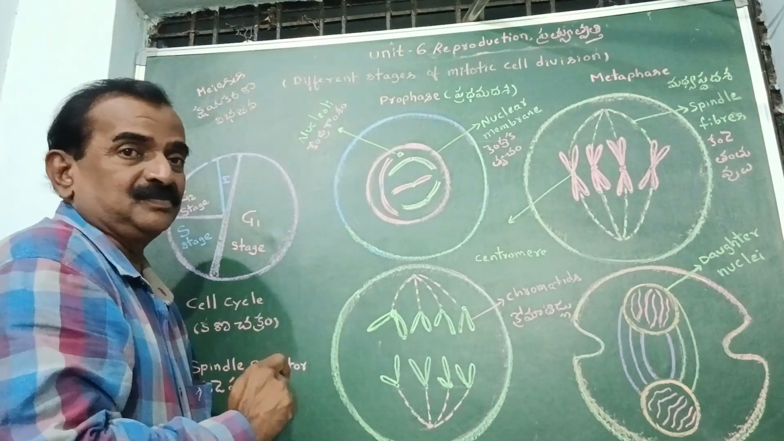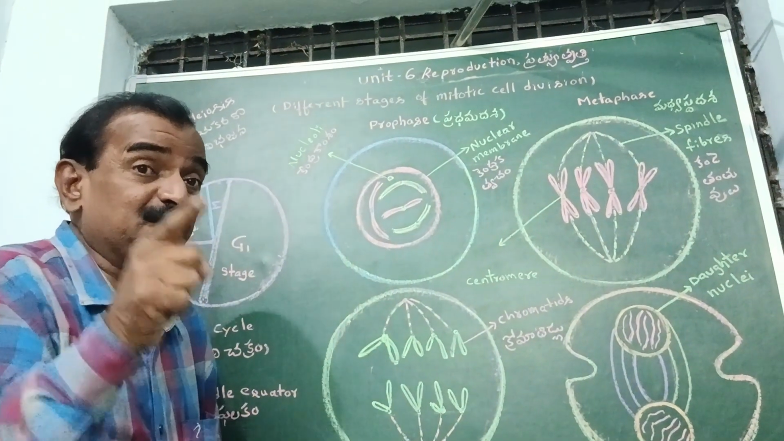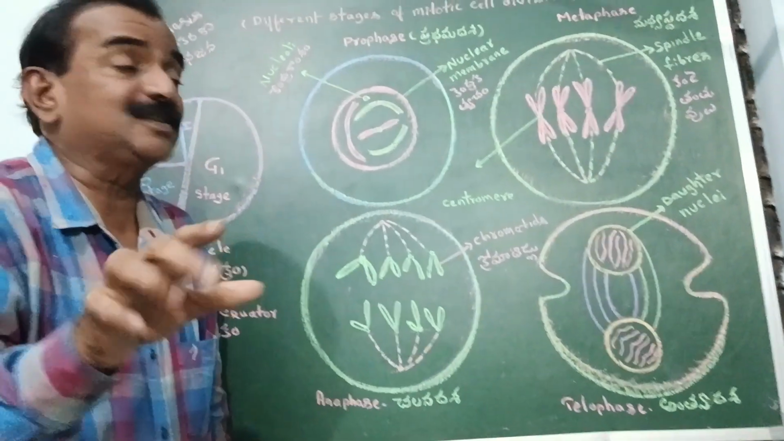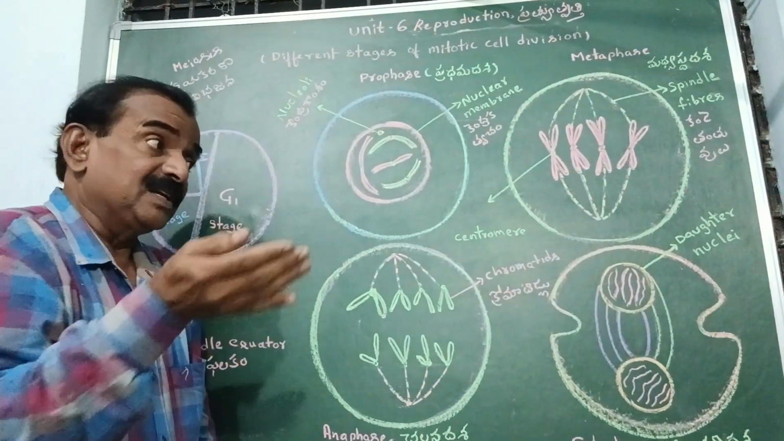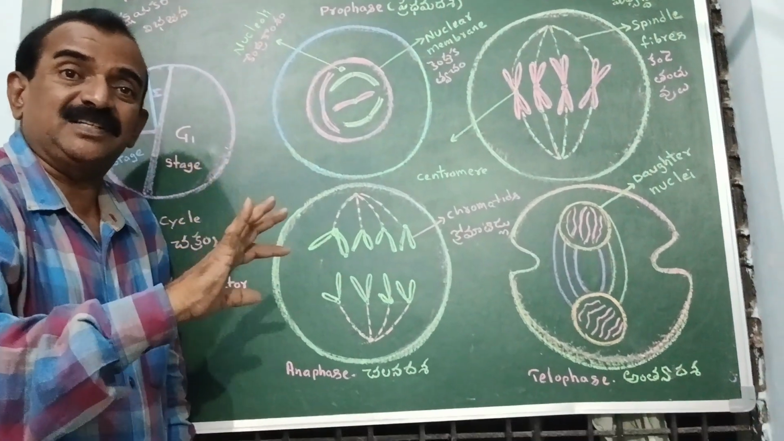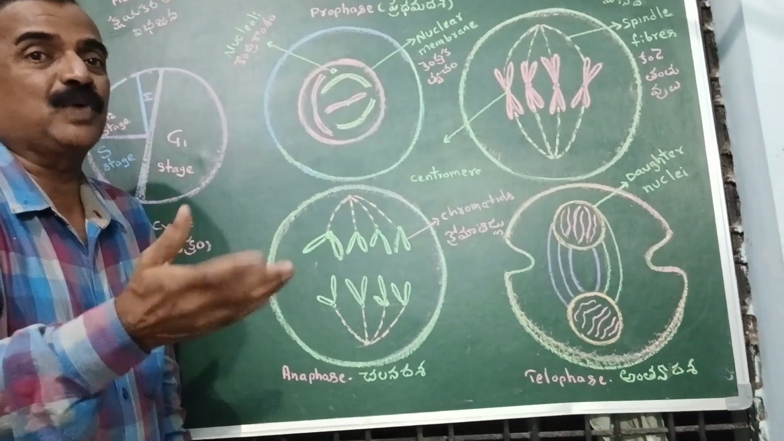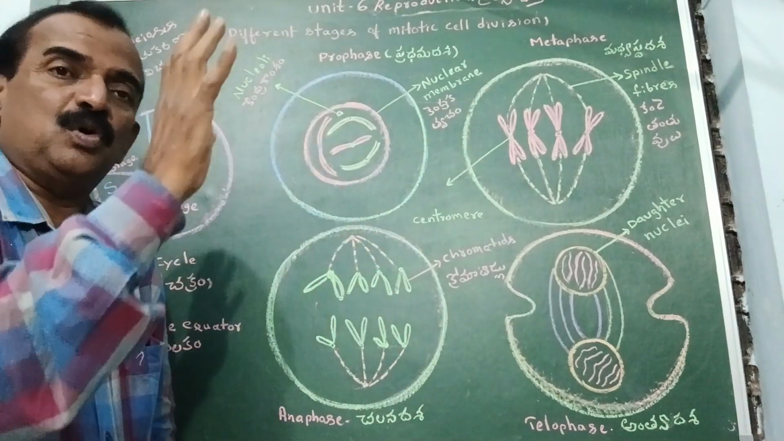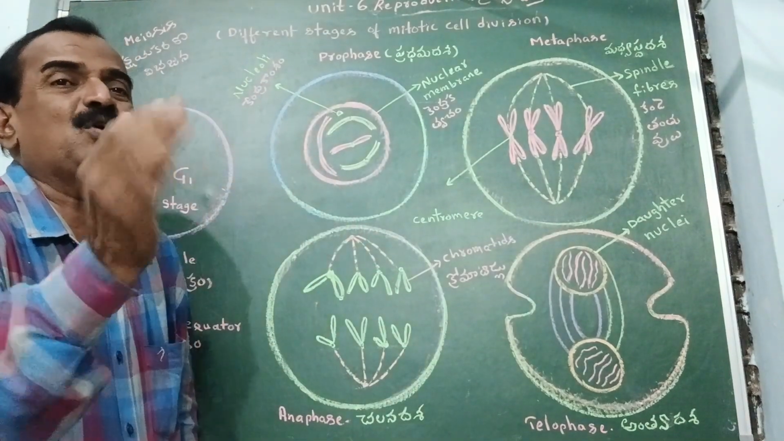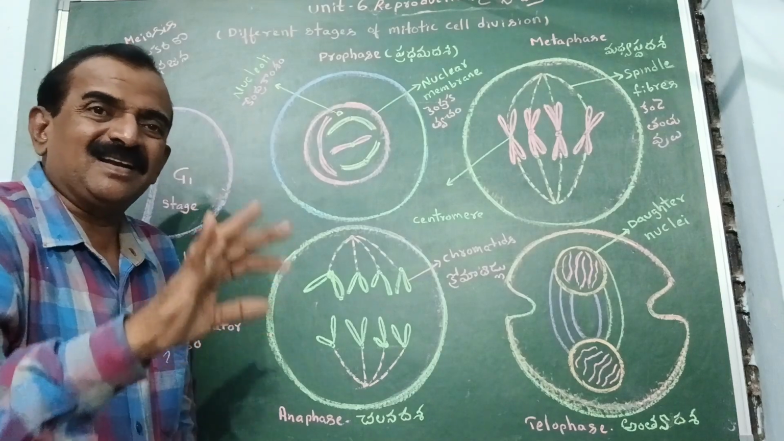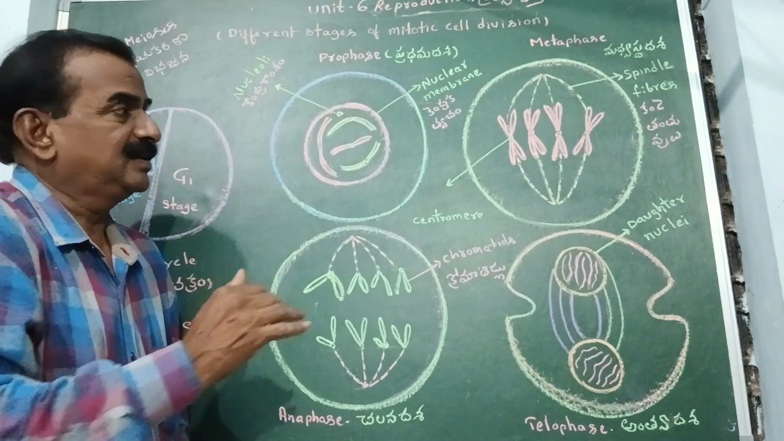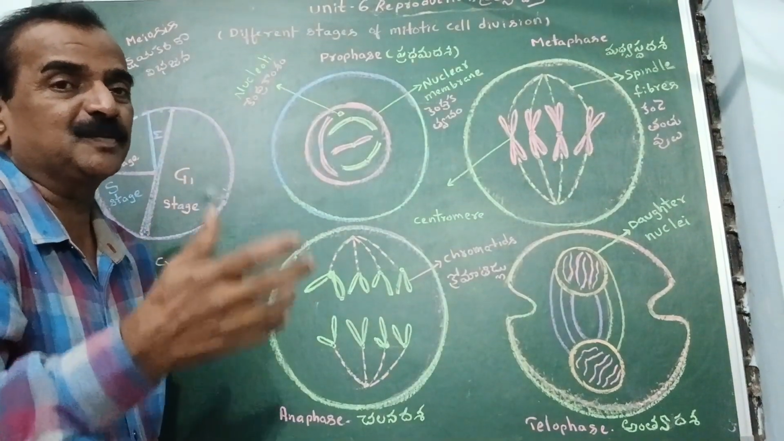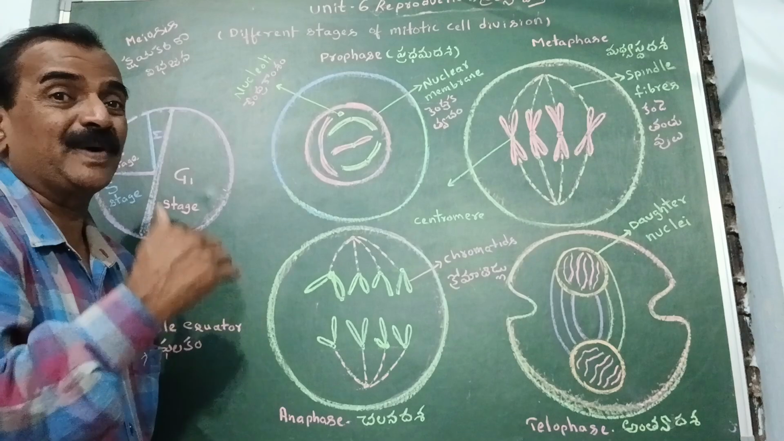So this is a cell, and here mitotic cell division takes place in somatic cells, body cells, vegetative organs, but not only there. In reproductive cells also mitotic cell division takes place, and after that they undergo meiotic cell division. But vegetative organs and somatic organs perform only mitotic cell division. So today we are discussing mitotic cell division. Mitotic cell division takes place in somatic body organs, somatic cells.